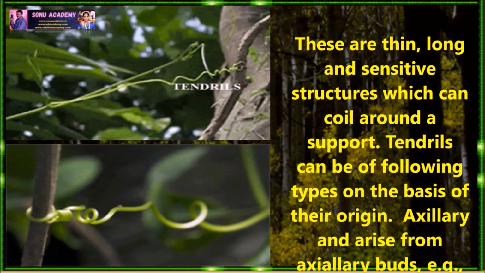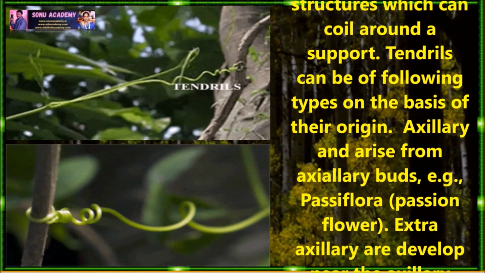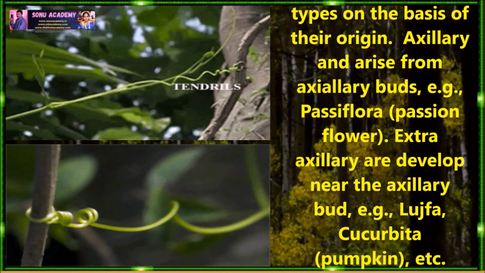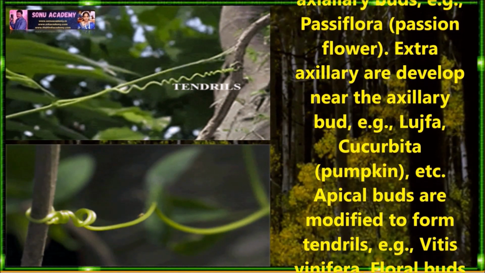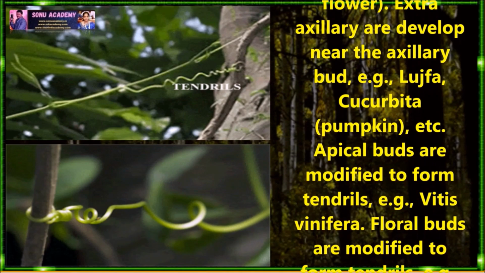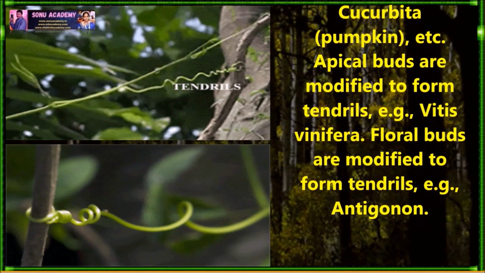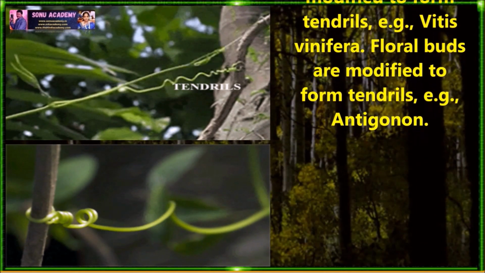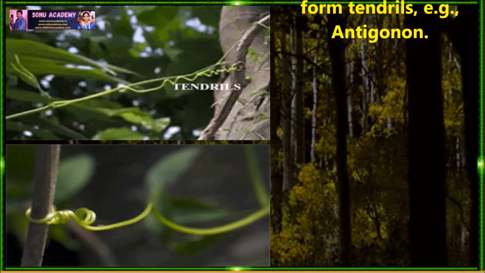Tendrils can be of the following types on the basis of their origin. Axillary tendrils arise from axillary buds. Example: passion flower, Passiflora. Extra-axillary tendrils develop near the axillary buds, like pumpkin, etc. Apical buds are modified to form tendrils. Example: Vitis vinifera. Floral buds are modified to form tendrils. Example: Antigonon.